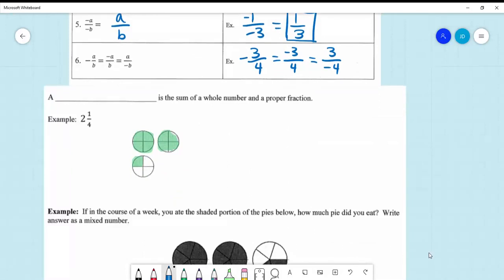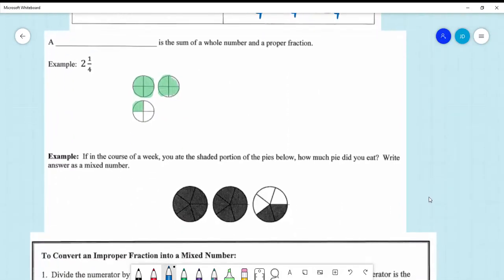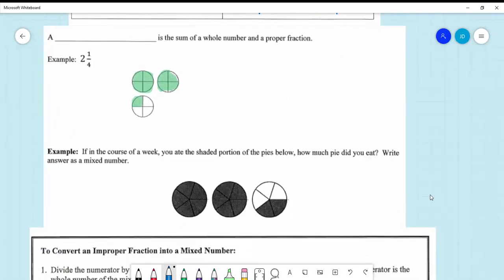Okie doke. So in addition to proper fractions and improper fractions, we also have mixed numbers. A mixed number is the sum of a whole number and a proper fraction. But when we write it out, we don't put the plus sign in between. But if you have something like 2 and a fourth, it's equivalent to saying 2 plus 1/4. That means the same thing as that.